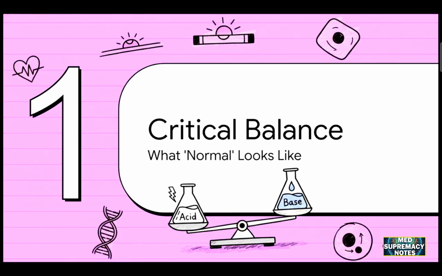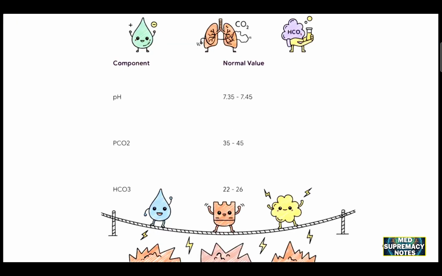Before we can even think about spotting a problem, we've got to know what normal even looks like, right? Meet our 3 main characters. First, you've got pH, which tells us how acidic or basic things are. Then there's PCO2, our respiratory component, controlled by the lungs. And finally, HCO3, or bicarbonate. That's our metabolic component, managed by the kidneys. Just think of these normal ranges as a really tight rope the body has to walk to stay healthy. If it steps off that rope even a little, well, we've got a problem on our hands.